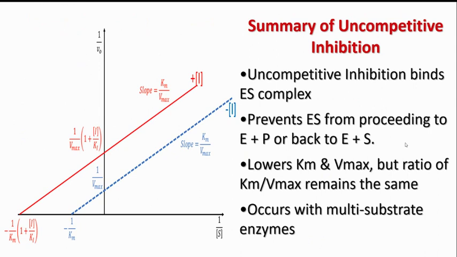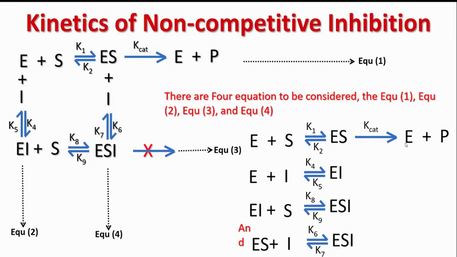Okay, so I would also want you to take time and go through this. Now, finally, we look at the non-competitive. Now, in non-competitive, the inhibitor can bind to any of the enzyme forms. So the inhibitor does not bind to the active site. It binds to the allosteric site.